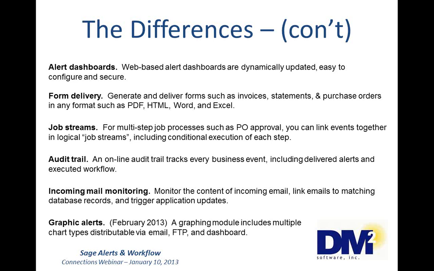Job streams, skipping down to the third item on this slide. Very often in the ERP world, there are multi-step processes that you need to follow in a very specific order, and we refer to these as job streams, something that's missing from just about all other alerts and workflow solutions. The purchase order process is, to me, a perfect example. When you need to issue a purchase order, it needs to be issued. It needs to be reviewed by a number of different people who need to approve it or reject it at a certain point. After it gets those approvals, it needs to get sent off to the vendor. So in Alerts and Workflow, you can set up those multi-step business processes.